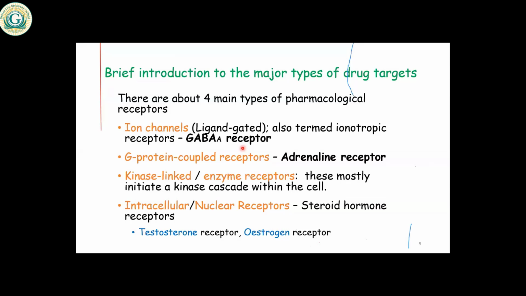Sylvia, you have a question. Please, what is the full meaning of the GABA A receptor again? I didn't hear you. Can you come again? Gamma amino butyric acid.